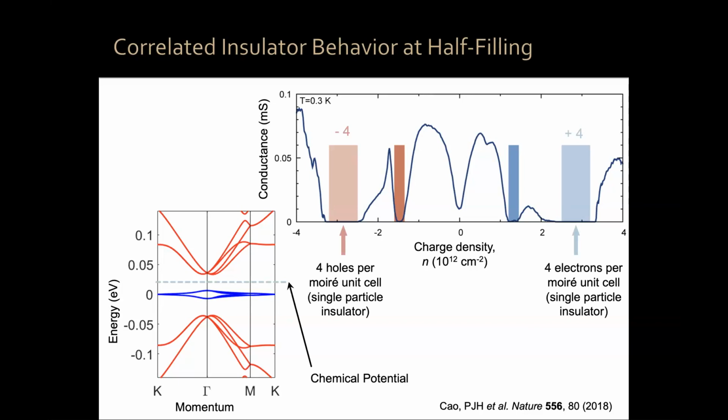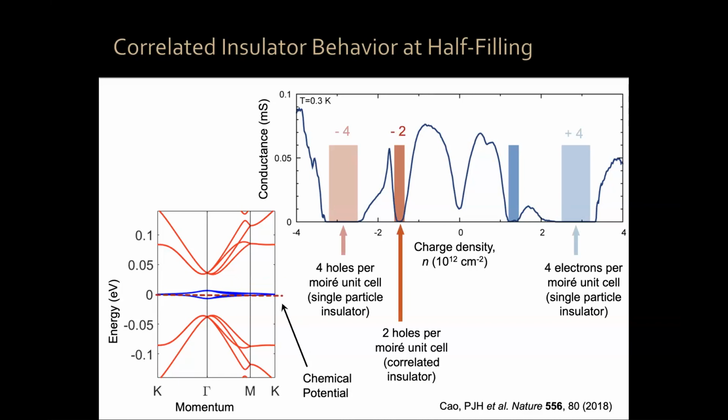The funny thing that happens is if you put 2 holes per Moiré unit cell or 2 electrons per Moiré unit cell, now your chemical potential is in the middle of a band with a very high density of states. It should be a very good metal. However, you have an insulator. That insulator is a correlated insulator, which happens at 2 holes or 2 electrons per Moiré unit cell. That was in the initial discovery. Now we know this happens also at other integers of electrons per Moiré unit cell. So that was the discovery of correlated insulators.